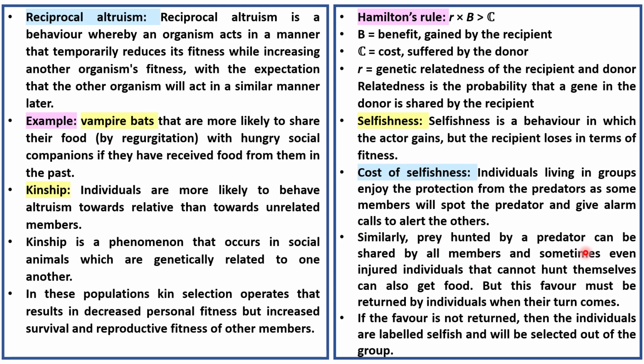Similarly, prey hunted by a predator can be shared by all members and sometimes even injured individuals that cannot hunt themselves can also get food. But this favor must be returned by individuals when their turn comes. If the favor is not returned, then the individuals are labeled selfish and will be selected out of the group.